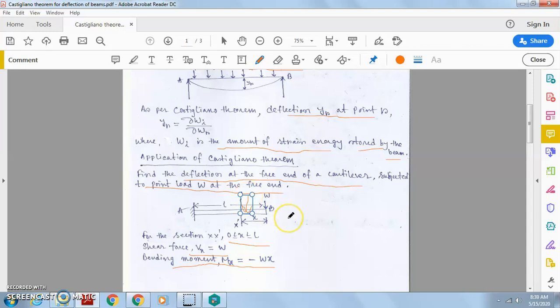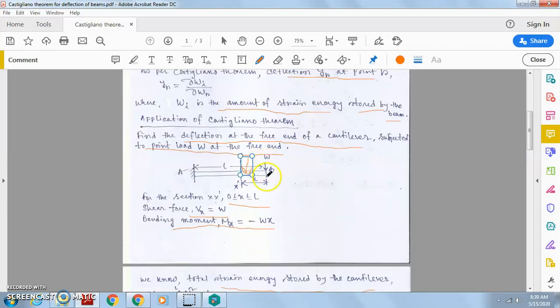Okay, so in order to find that, we will get the equation of del Wi divided by del of that load acting at that point. In order to find the deflection at the free end, we will take the partial derivative of the strain energy with respect to the load that is acting at the free end.